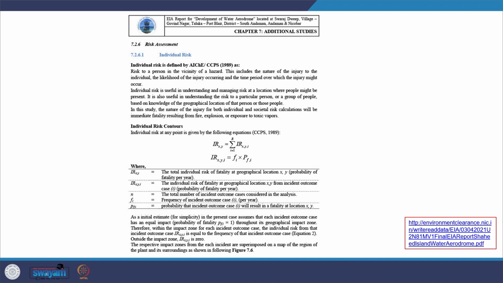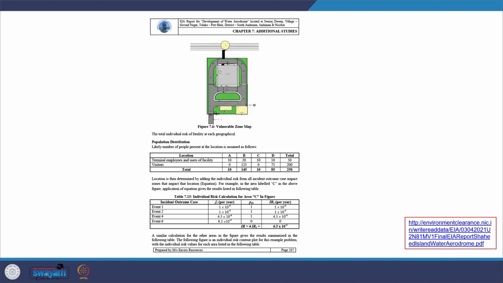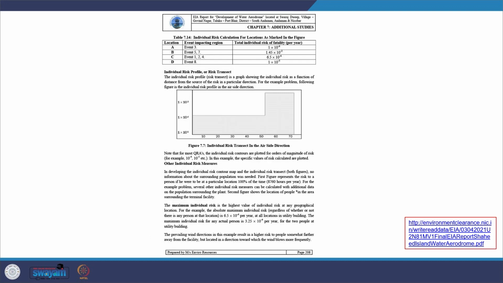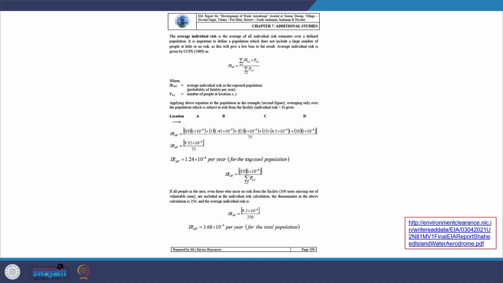This includes the nature of the injury to the individual, the likelihood of injury occurring, and the time period over which the injury might occur. So they have given the formula here. They have calculated what's the possibility of that, and how the population is distributed in and around the facility, which can lead to individual risk. So what is the risk of fatalities in this particular facility? You can see at events 3, 5, 7 and all those, what are the individual risk fatalities which can happen every year. So you see the calculations show very, very little possibility of that happening.